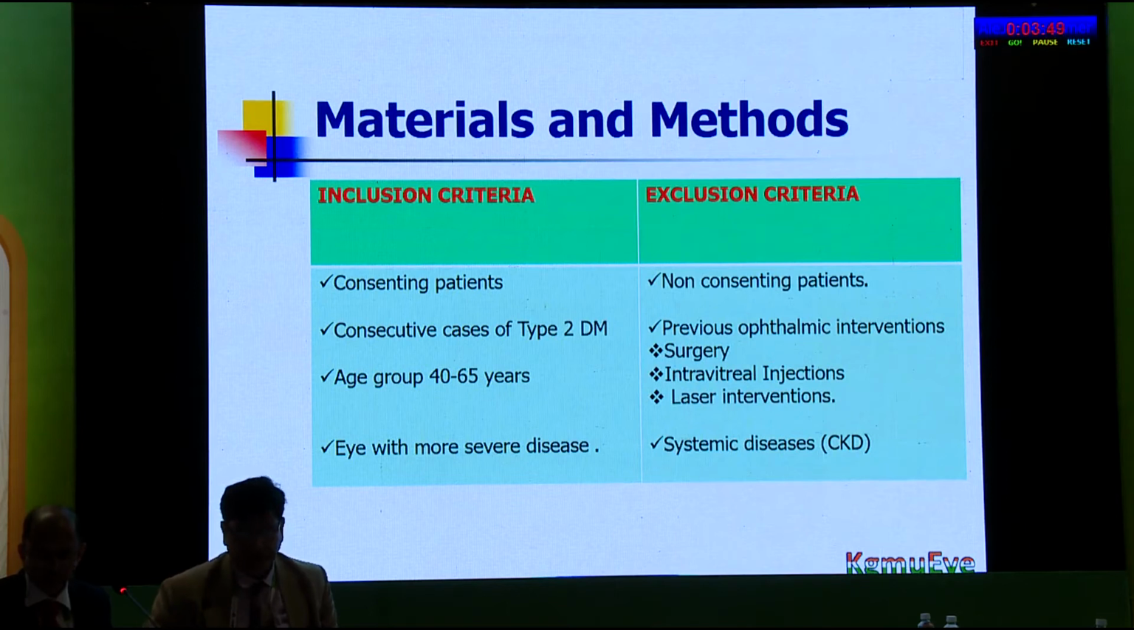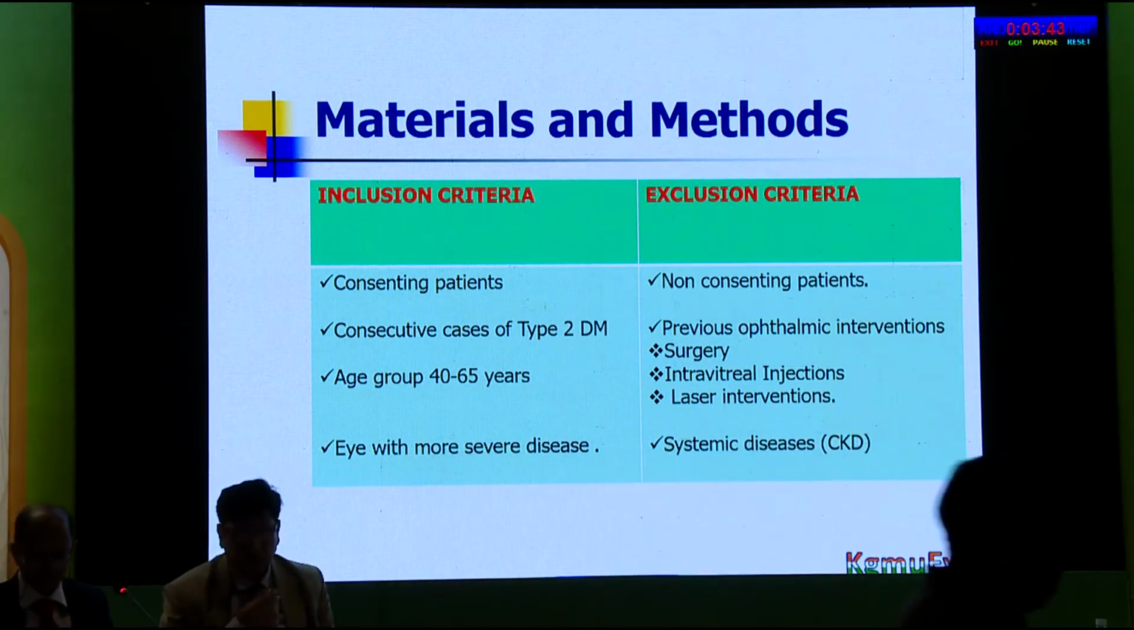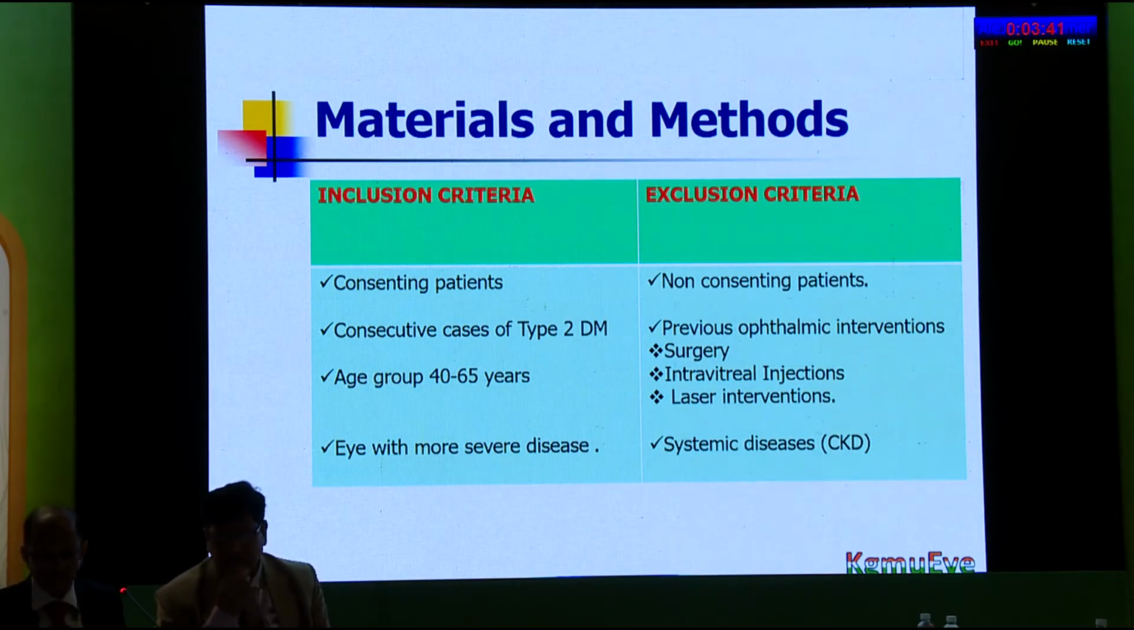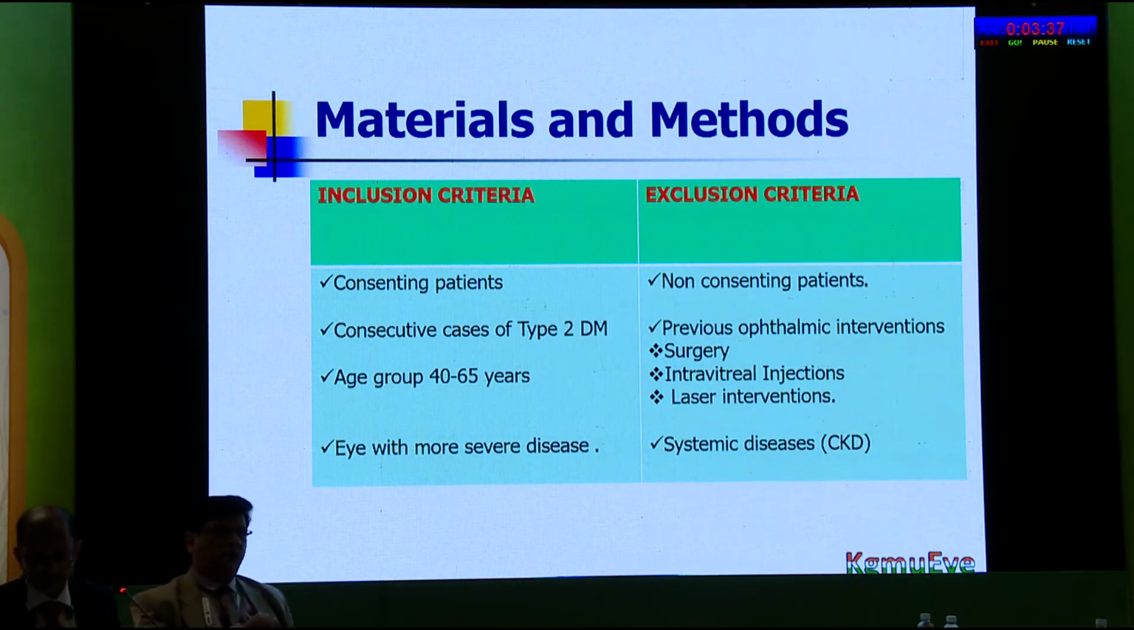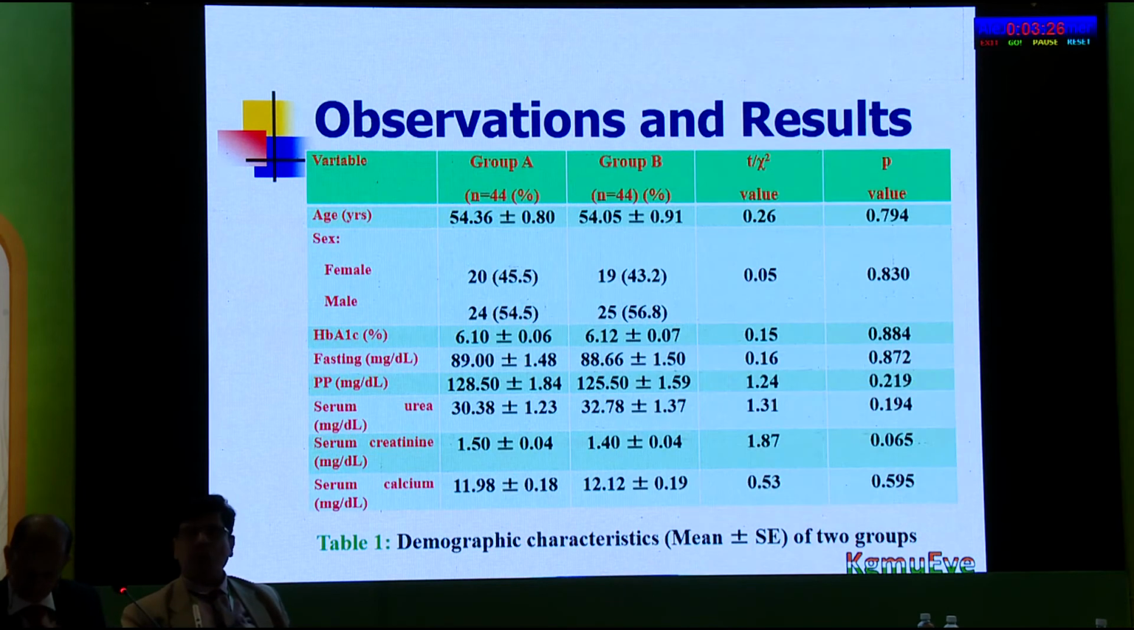Inclusion criteria comprised of the consenting patients and the consecutive cases of type 2 diabetes mellitus. The age group we took was 40 to 65 years, and in case of bilateral involvement, the eye with the more severe disease was taken. Exclusion criteria: the patients who did not consent and who received previous ophthalmic interventions like intravitreal injections or intravitreal lasers, or the patients having systemic disease like CKD.